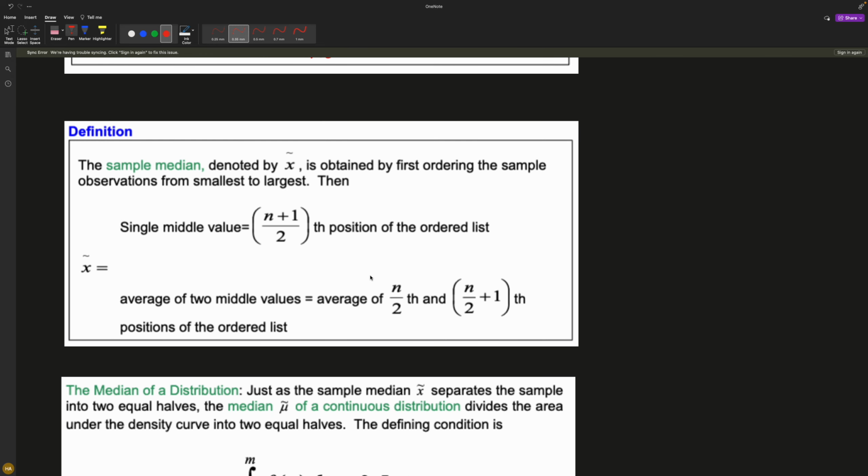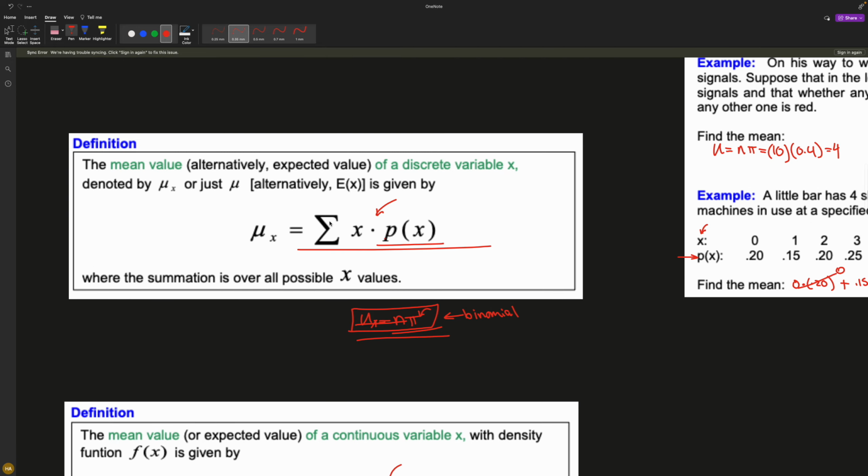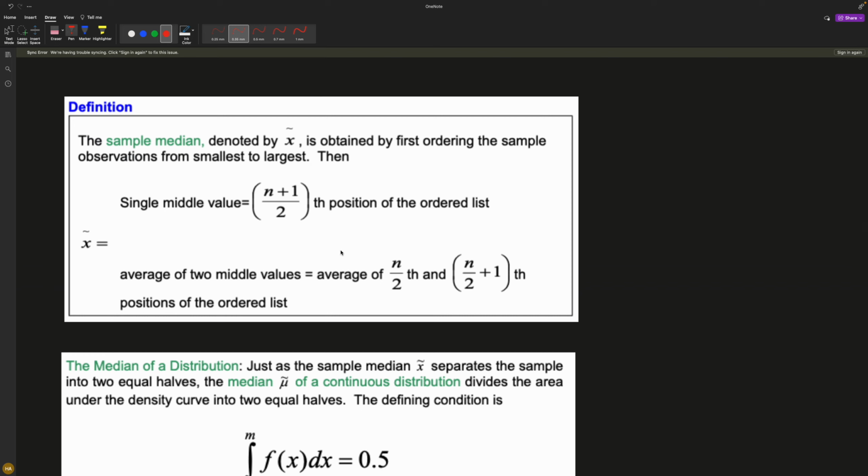Okay, so the sample median. Remember, so far we've been doing the mean, which is you add everything up, you divide it by the number of n's, and you get your mean. And that's why we integrate, and also that is why we sum up. Now we're doing median. Remember, median is you take the midpoint, and that's about it, really.